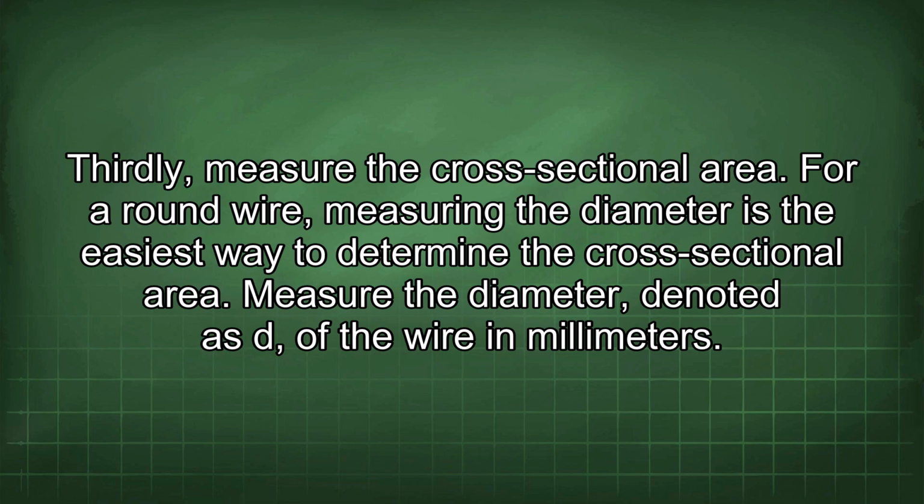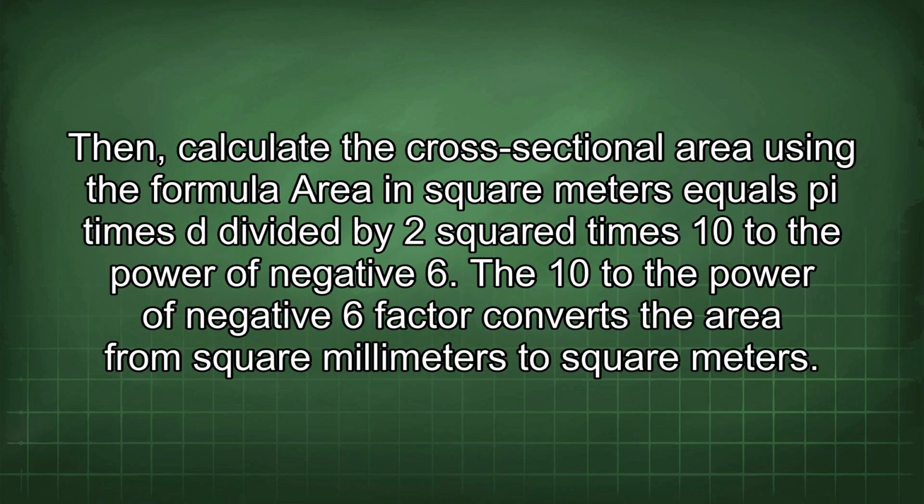Thirdly, measure the cross-sectional area. For a round wire, measuring the diameter is the easiest way to determine the cross-sectional area. Measure the diameter, denoted as d, of the wire in millimeters. Then calculate the cross-sectional area using the formula area in square meters equals pi times (d divided by 2) squared times 10 to the power of -6. The 10 to the power of -6 factor converts the area from square millimeters to square meters.